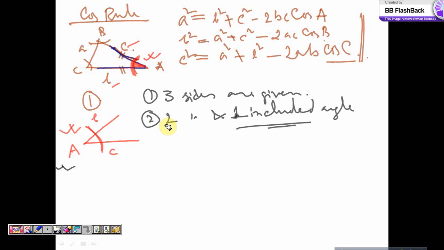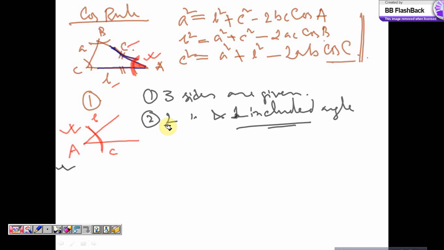So I guess now you can differentiate when you have to use the sine rule and when you have to use the cos rule. The sine rule is when one angle and the opposite side are given. And you will be using the cos rule when two sides and one included angle are given, or maybe three sides are given.